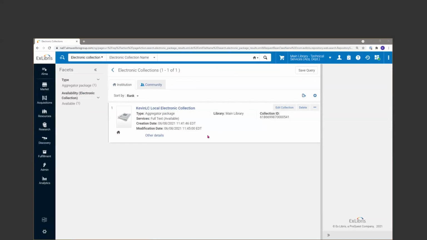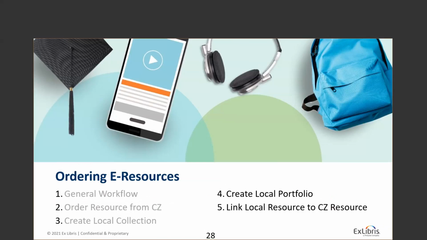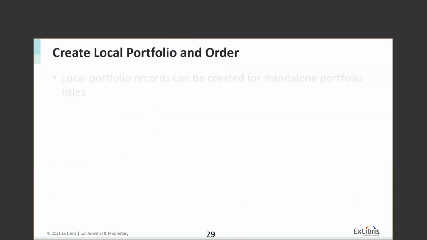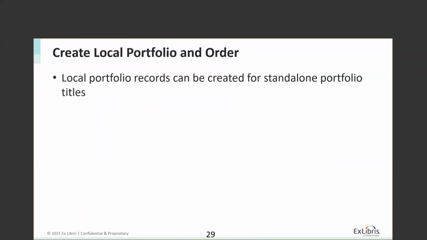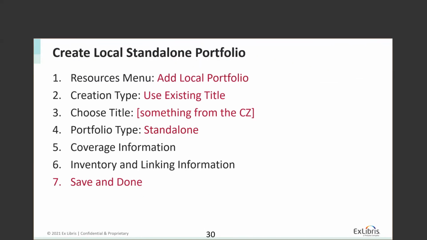The training program that I have, the PowerPoint presentation here, has another local collection that I could demonstrate to you, the database type of collection. I'm going to skip that because we're short on time. I also am going to have to skip creating a local portfolio. The concept is the same. You're building a portfolio because an electronic resource doesn't exist in the community zone, or you found better metadata from the provider. Here are some steps to try it out on your own.